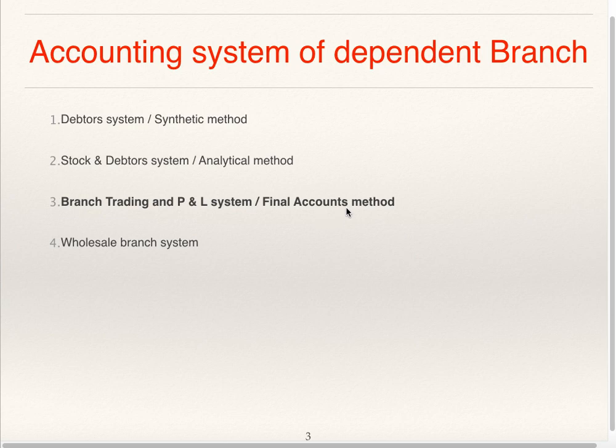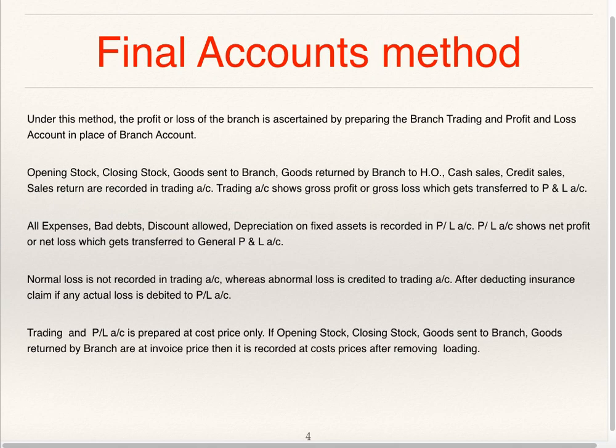As per this method, in the books of head office, you are supposed to prepare branch trading and profit and loss account. And branch profit and loss account gives net profit earned by branch. Final accounts method. Under this method, the profit or loss of branch is ascertained by preparing branch trading and profit and loss account in place of branch account. In the books of head office, you are supposed to prepare branch trading and profit and loss account.